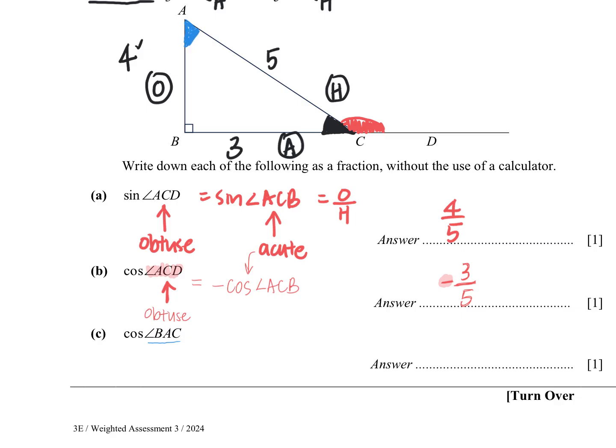Okay, then now I change my angle. So your H, A, and O change. So this is H, this is A, and this is O. This one very important. When your angle changes, your H, A, O change. So cosine is A over H. So the new A is 4. The H is 5. So the answer is 4/5.